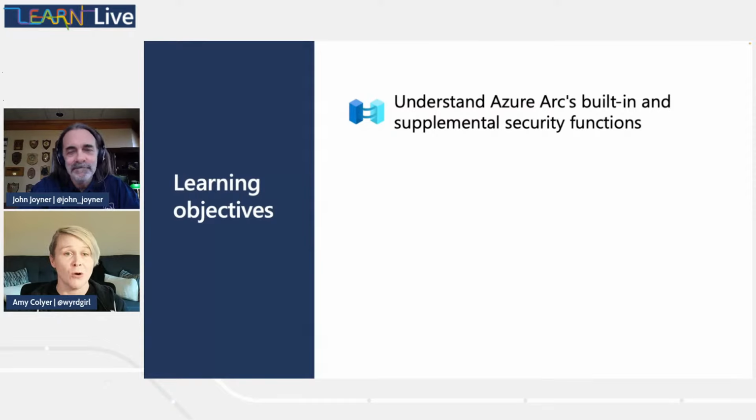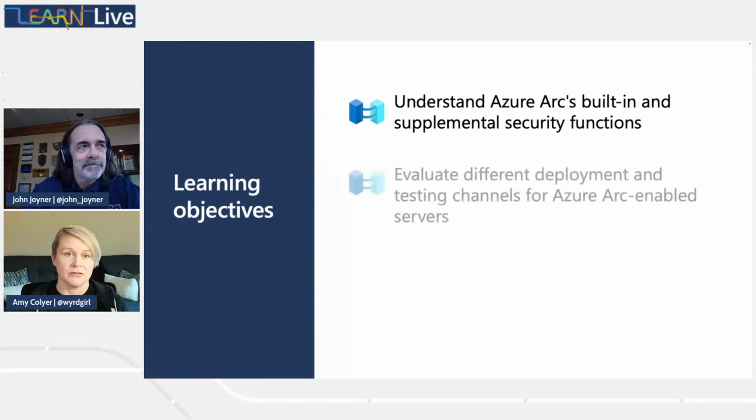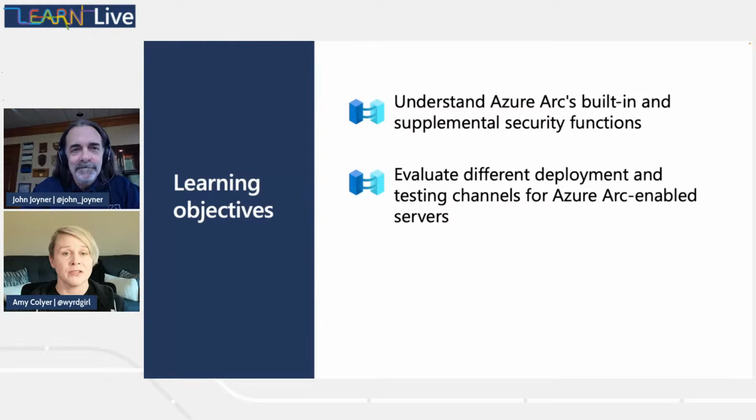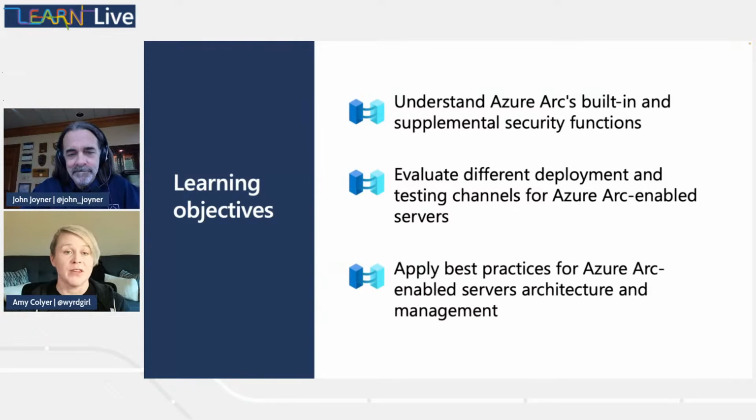So what we're going to go over: we're going to understand Arc's built-in supplemental security functions, because now you're enabling servers that are maybe on premises or in someone else's cloud, and now you're bringing Azure functionality to that. So what does that mean? We're also going to evaluate different deployment avenues. John will show us deploying to one server versus deploying to many. And then best practices for Arc-enabled servers, like governance, policy, RBAC. Anything you want to add, John?